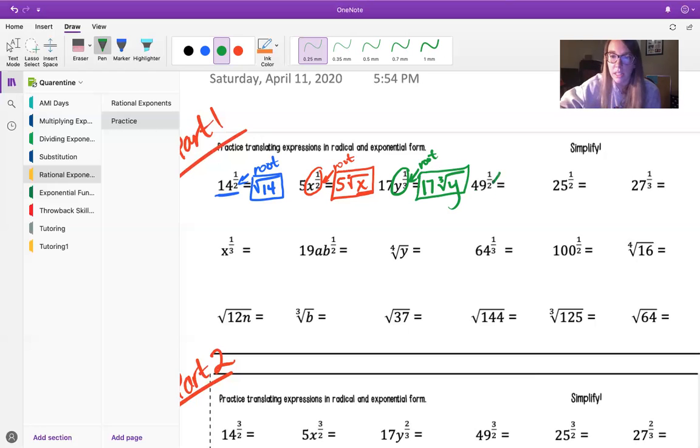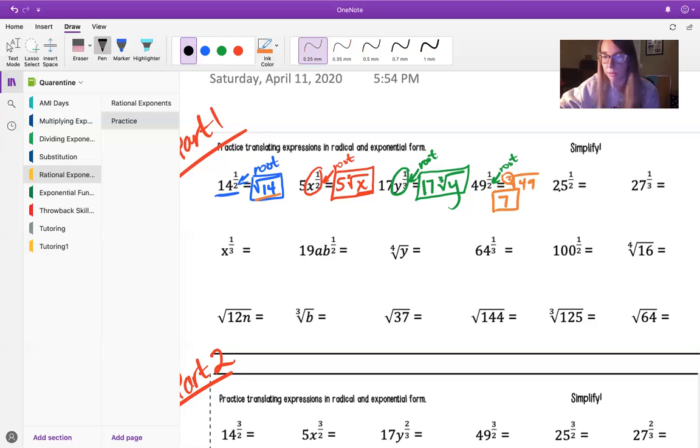All right, next, that 2 tells us the root. So we're taking, let me change up the color, we're taking the square root of 49. So unlike our first one with 14, 49 does have a number that you can multiply by itself 2 times to give you 49, and that number is 7. 7 times 7 equals 49. Okay, so that one we could simplify.